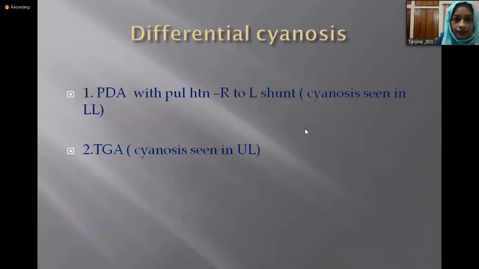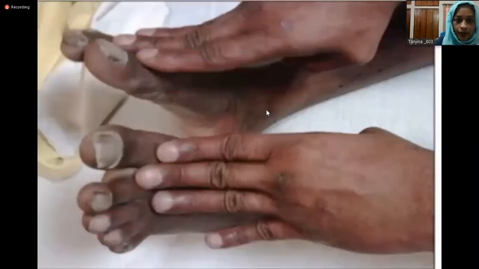Another terminology is differential cyanosis, which is found in patent ductus arteriosus with pulmonary hypertension. Cyanosis is seen in the lower limb, and in case of transposition of the great arteries, cyanosis is seen in the upper limb. This picture shows the upper limb with cyanosis absent and the lower limb showing cyanosis.